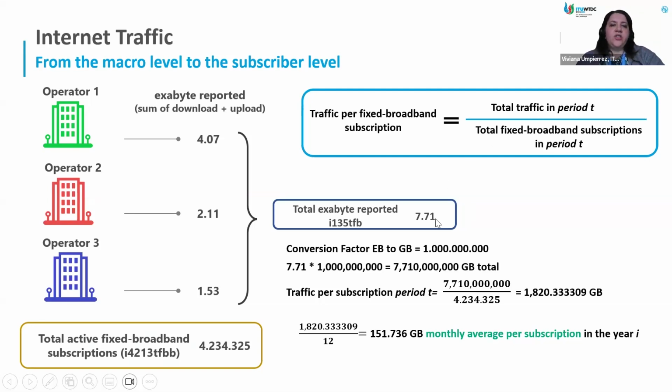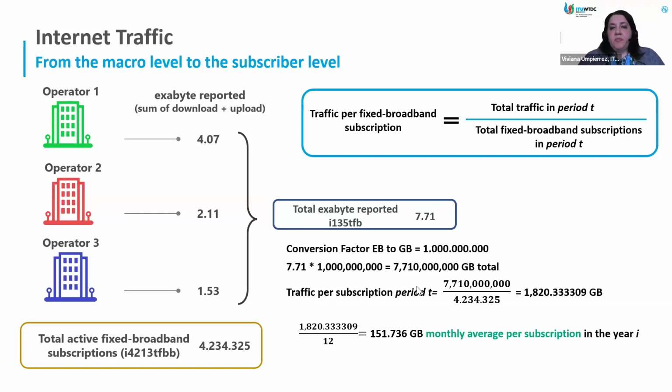Imagine you have 3 operators. Each operator reported the sum of download and upload in exabytes. You have this total, and you divide it by the total amount of fixed broadband subscriptions that you have in the same period, which is this indicator. If you make this division, you will get a very, very low number in exabytes. So you have to convert the traffic into gigabytes, by multiplying by this number. And then you will have an explanation of how much traffic, in gigabytes, is carried by any subscription. So this is important because this is the concept.